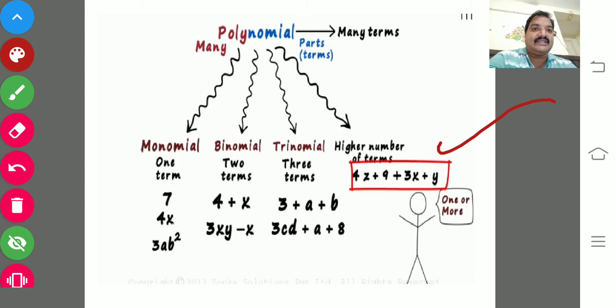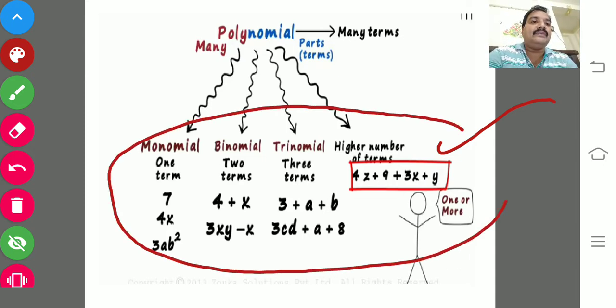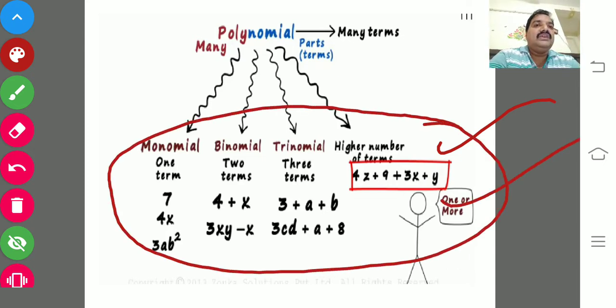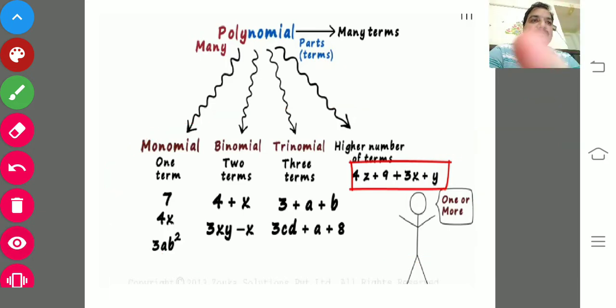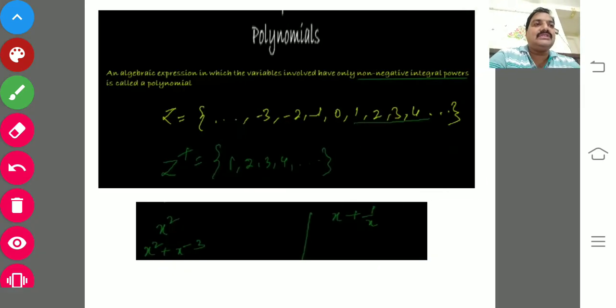But I would like to say that if you have one term, it's a monomial. If an algebraic expression has two terms, binomial. If you have three terms, trinomial. If you have 3 or more terms, it's a multinomial. But what about polynomial? These all are called polynomials, that is, one or more terms. If any algebraic expression has one or more terms, it is called a polynomial. But whether the algebraic expression is a polynomial or not, we have some rules, which we will discuss in this slide.